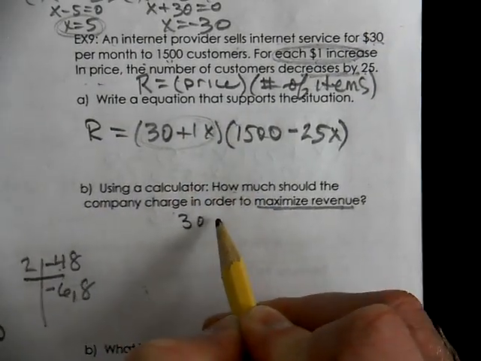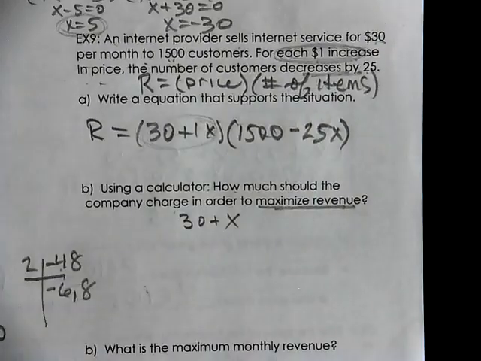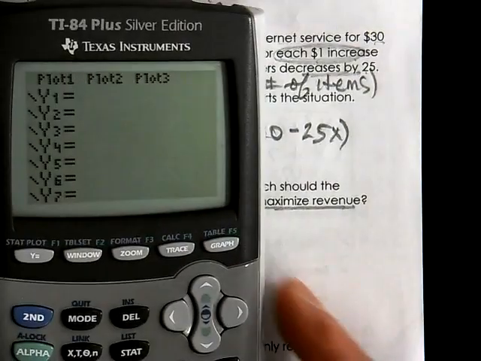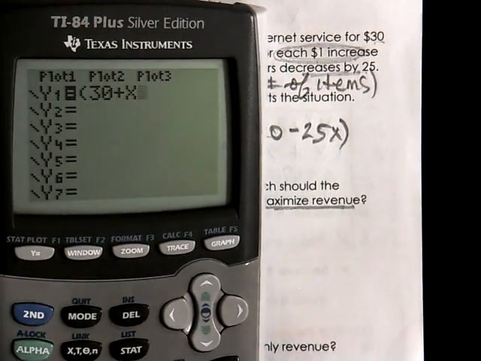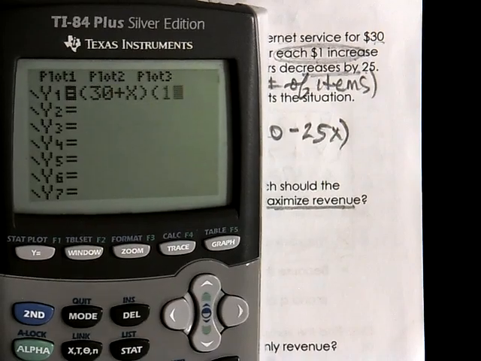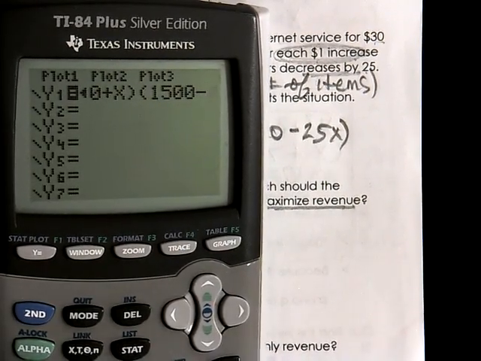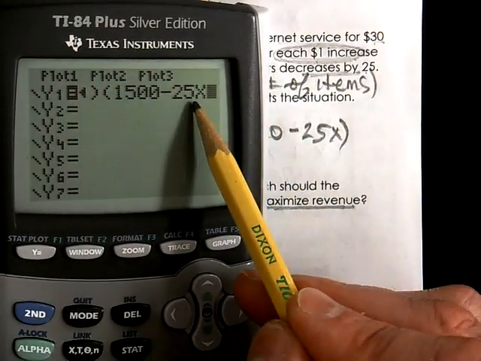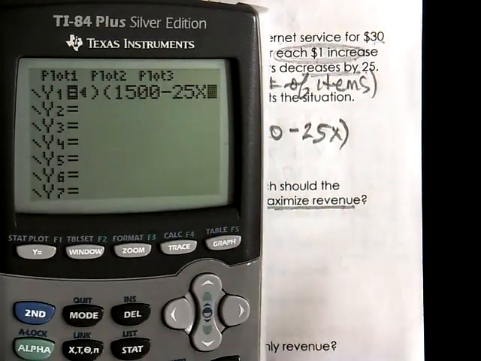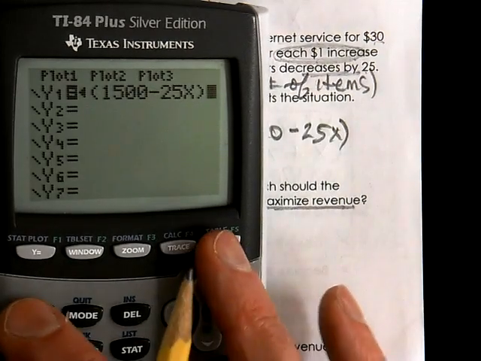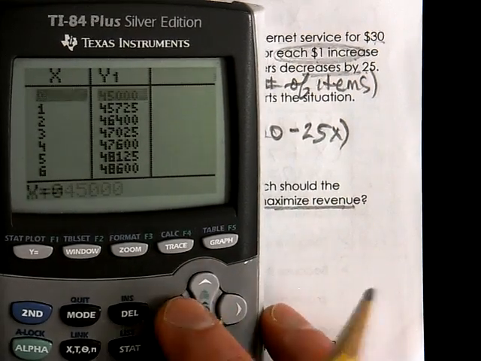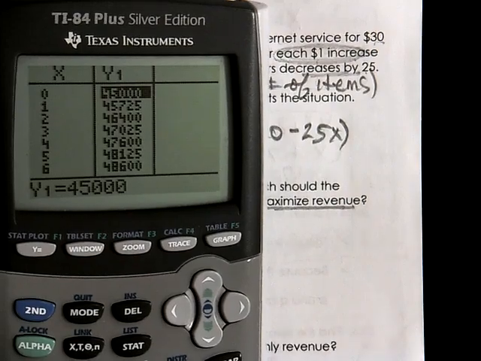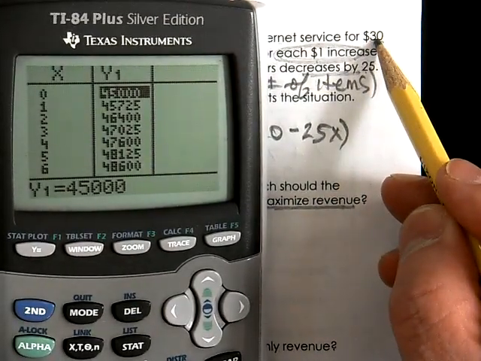So we're working on 30 plus 1x. Well, what we're going to do is type that into our calculator. We have 30 plus 1x, no need to say 1, and 1,500 minus 25x. We're subtracting 25 every time we increase the price by 1. So we go to table, and we can scroll through here. I'll go back to 0. That's how much the beginning profit was at $30 for 1,500.